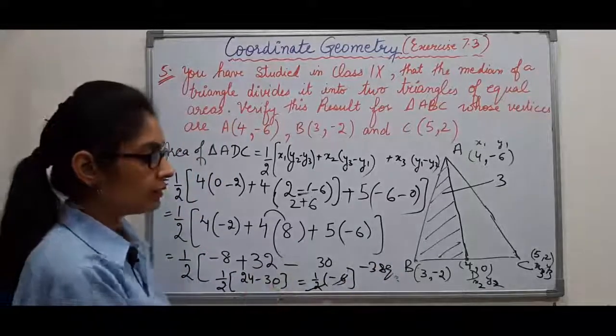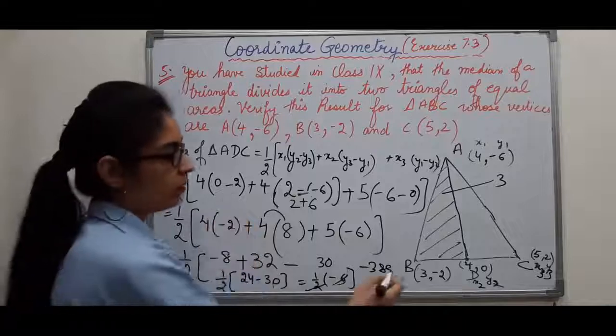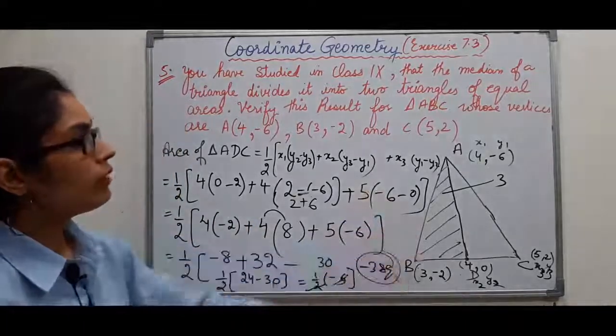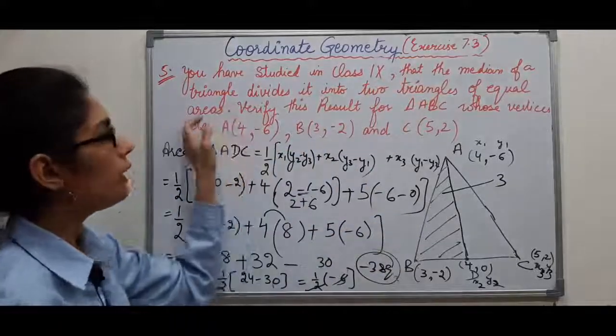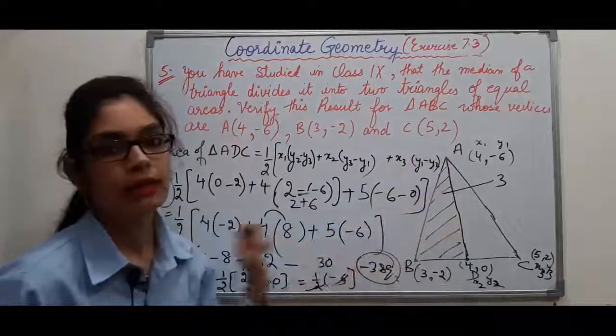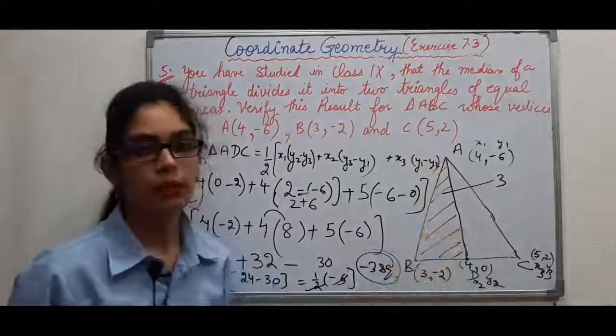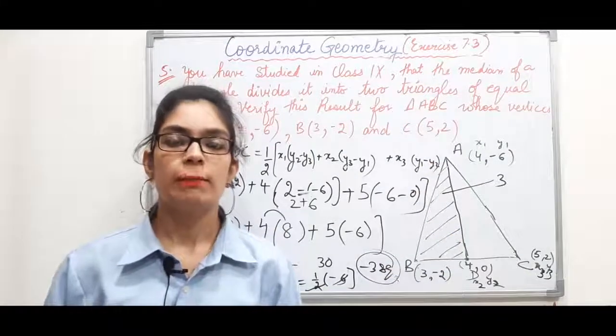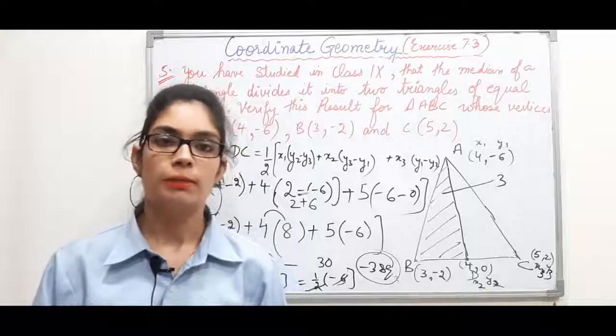So now we can see for both the triangles we got same values. So it is verified that a median of a triangle divides the complete triangle into two triangles of equal areas. So with this our chapter coordinate geometry has been completed.